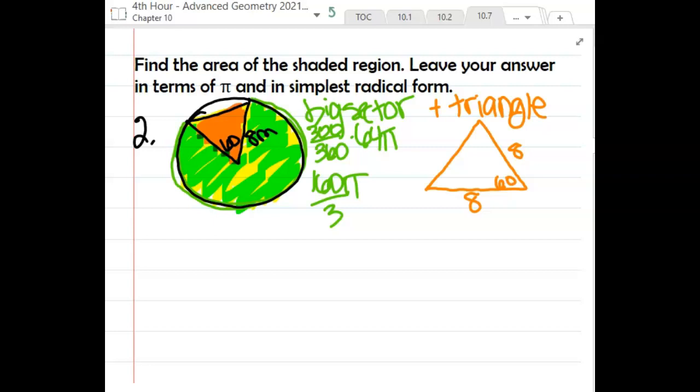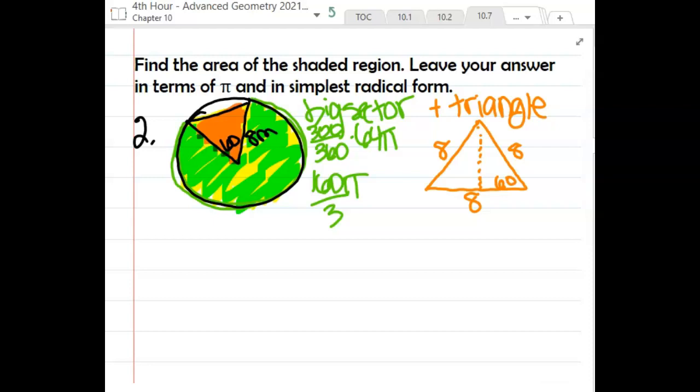This is an equiangular triangle, because all the angles are going to be 60, which means it's also an equilateral. I need to find the area of this triangle, so we're going to do 1/2 the base, which I have, times the height, which I don't. The height that I'm looking for is that longer side, the side opposite the 60-degree angle.